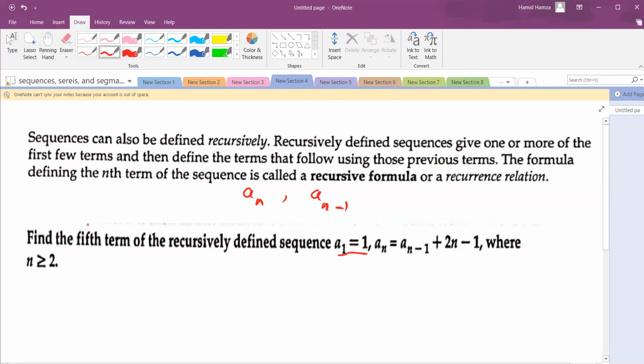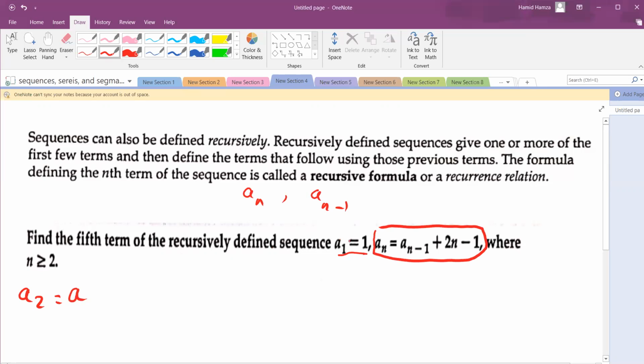So I start by the value of the first term, which is 1. I want to find the second term, so I replace n by 2. So a2 equals, I use this formula to find the terms.